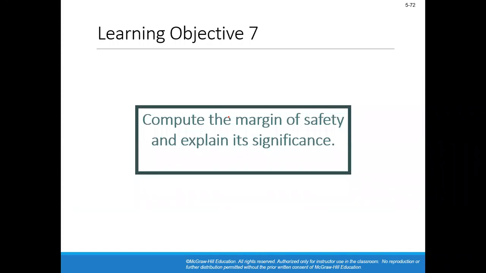Now our next learning objective is to look at the margin of safety. Have you heard about this term from your earlier courses in any way? I'd just like to get your response, yes or no. You have heard about the margin of safety concept? No. Okay.